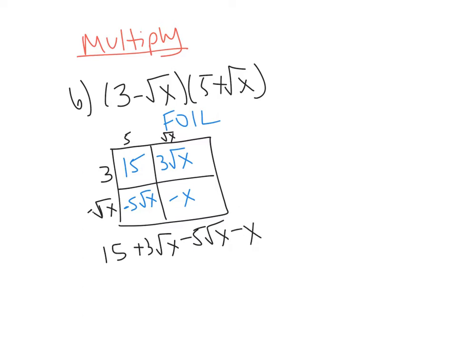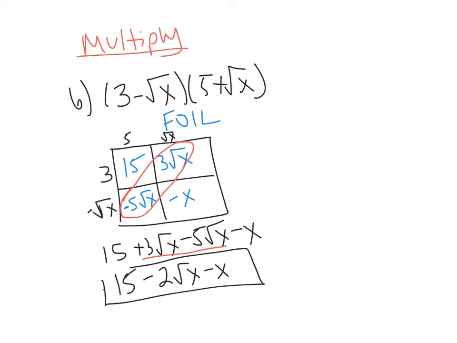And what I love about a box is, notice your like terms are diagonal. So because we have the same radical, root x, 3 minus 5 is a negative 2. And I don't have any other like terms, so we are done.